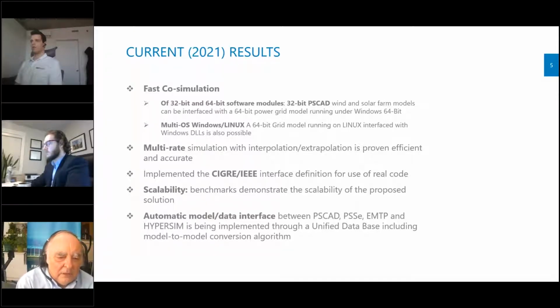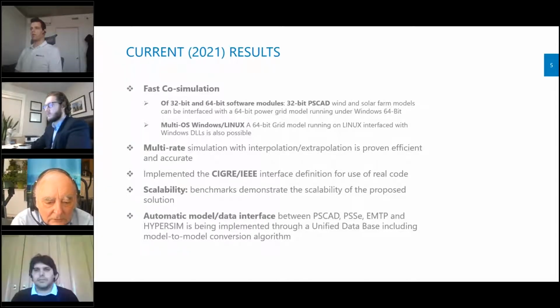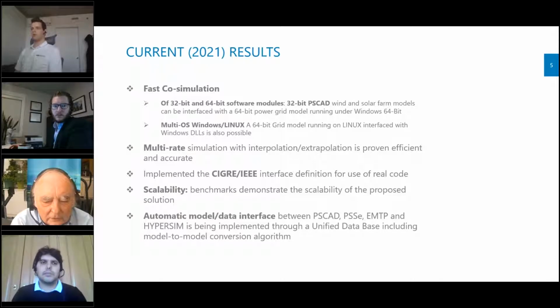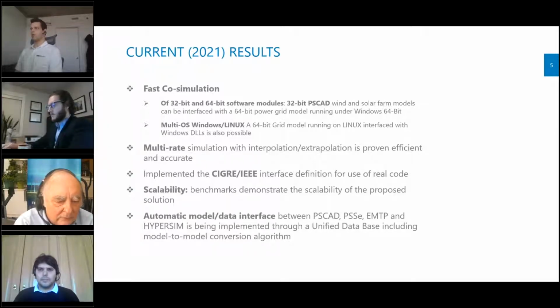Now, how to interface these control models with the grid model? We try to follow the recommendation of the CIGRE IEEE committee that are trying to define an interface definition to use a real code. So this is still a work in progress, but we are demonstrating that this is possible.